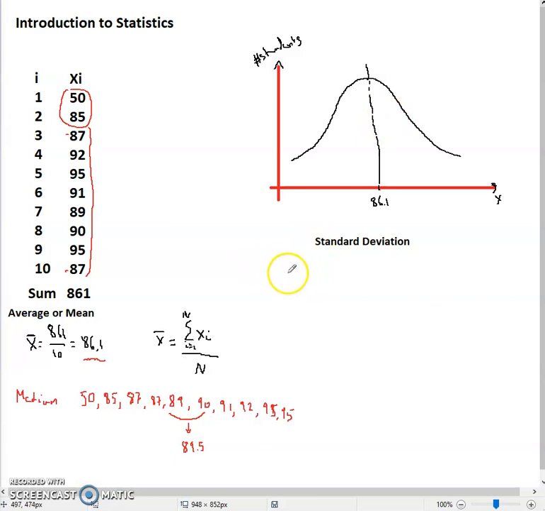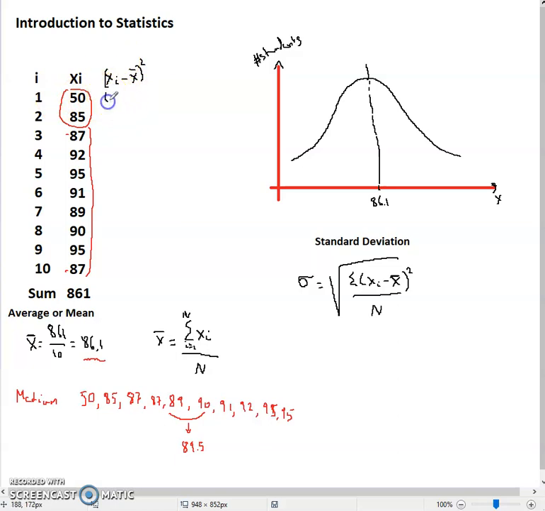To calculate the standard deviation, we'll use two formulas. If all the students in our class are these 10, then the standard deviation can be calculated as sigma equals the square root of the summation of xi minus x average squared, divided by n. This means that we need to add another column here, the xi minus x average squared, and for each student's grade find this quantity.